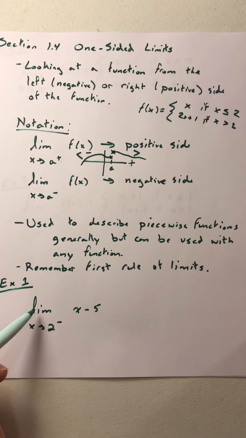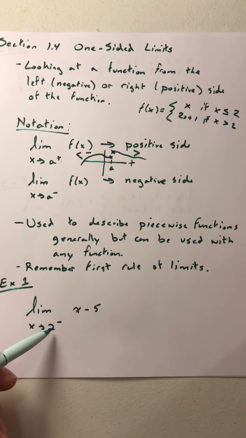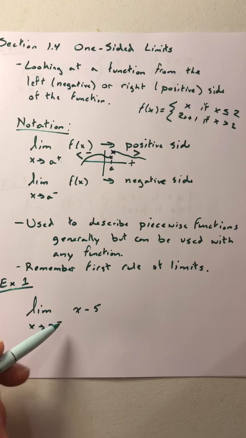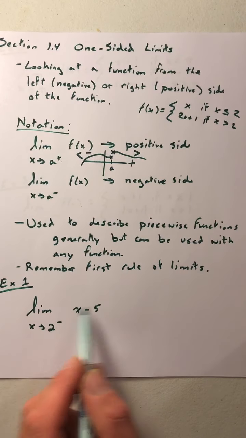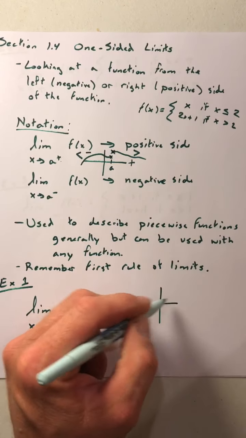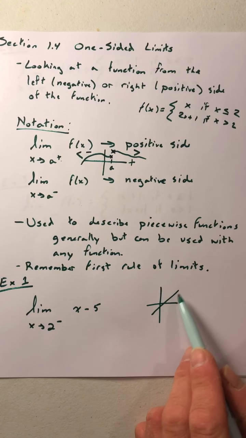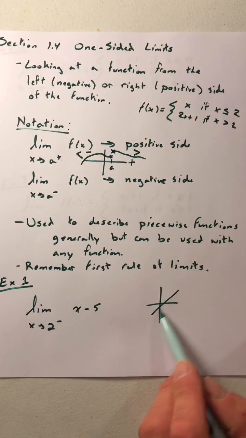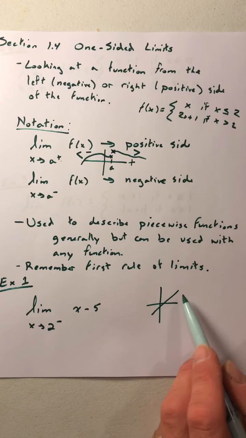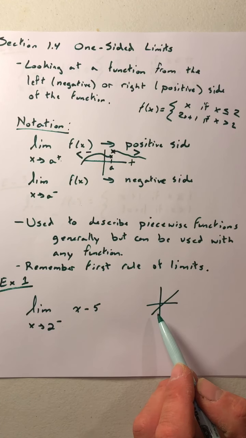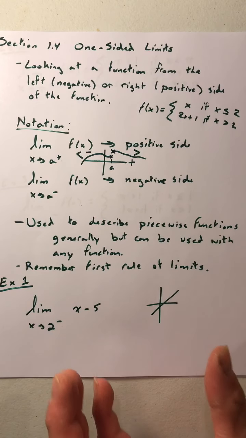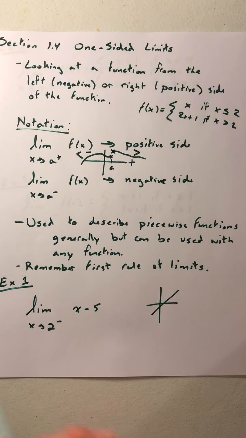So looking at example 1, we have the limit as x goes to 2 from the negative side of x minus 5. Well, x minus 5 is just a linear function. So it doesn't matter if we're coming from the negative side or the positive side. This function, we know is a continuous function, so we know that the left and the right side of the branches are always going to be coming together.